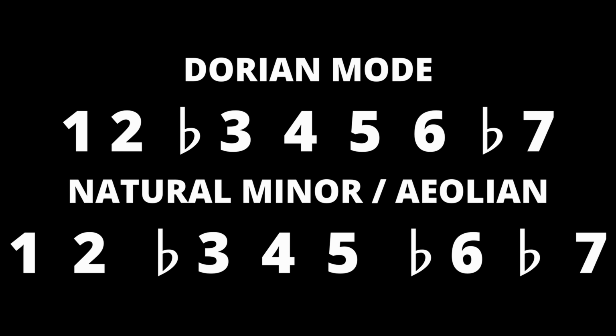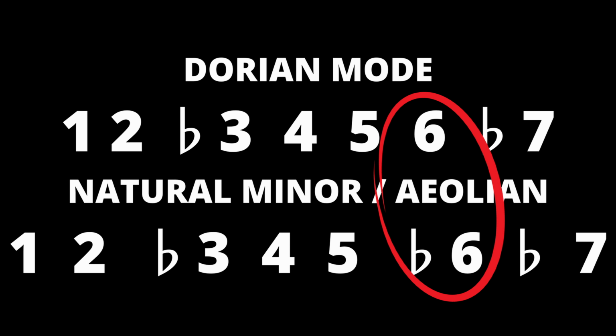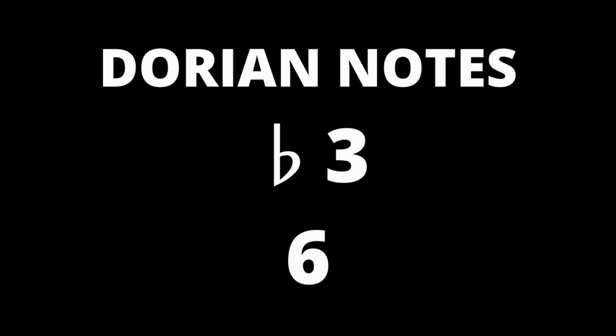It's also worth comparing Dorian with the natural minor scale, Aeolian mode. In relation to the major scale, that has the notes 1, 2, flat 3, 4, 5, flat 6 and flat 7. The point of difference here is the natural 6th note. This also separates Dorian from other minor scales. So two notes we really want to focus on are the flat 3 and the 6. Let's look at an example now to explore the mode further.